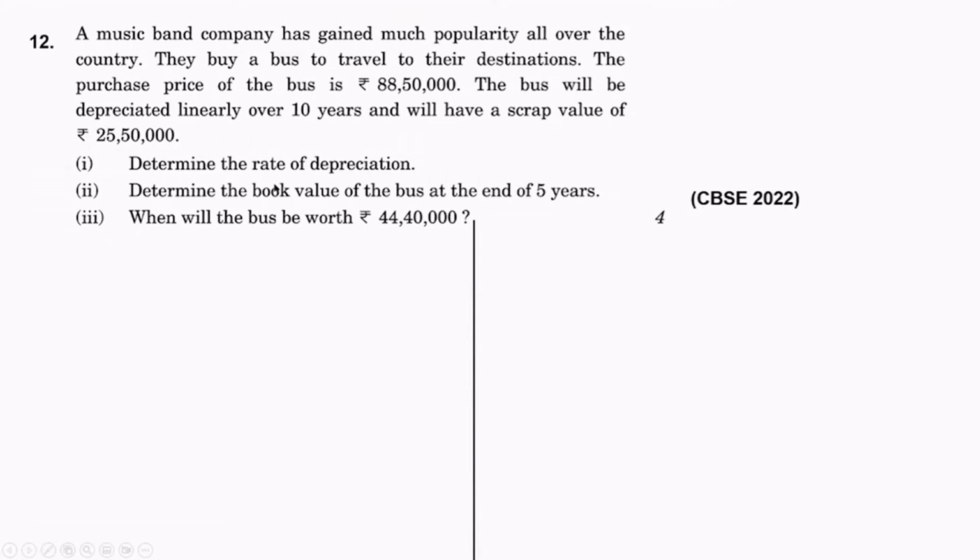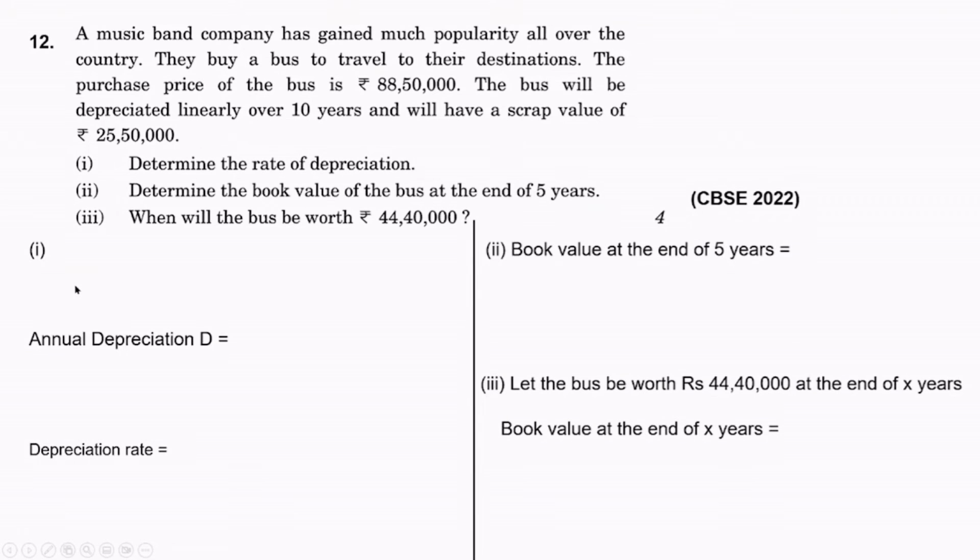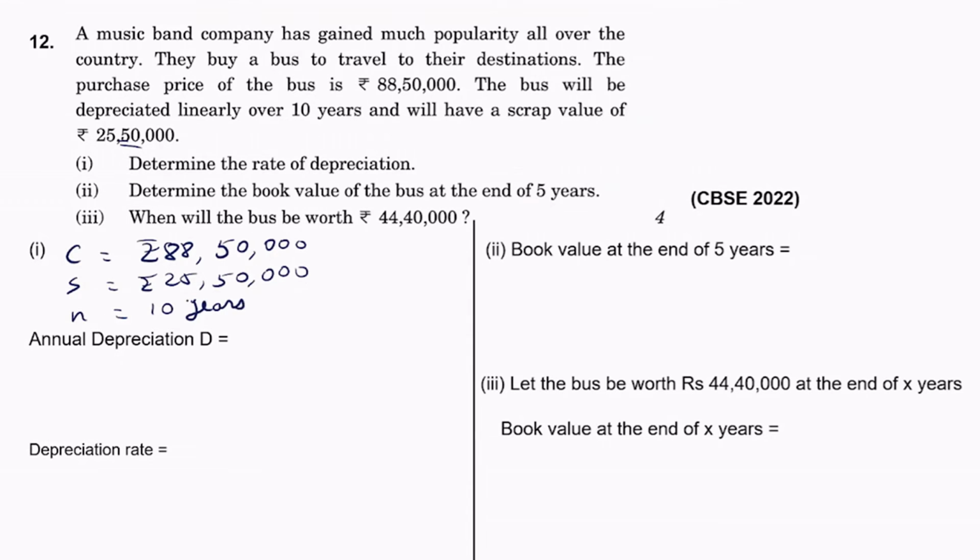So here they have asked, determine the rate of depreciation. So for that, first let us find the annual depreciation and then the depreciation rate. So the cost, it is given by rupees 88,50,000. Scrap value is rupees, it is given here, 25,50,000. And then the useful life of the asset, it is 10 years. So n is 10 years.